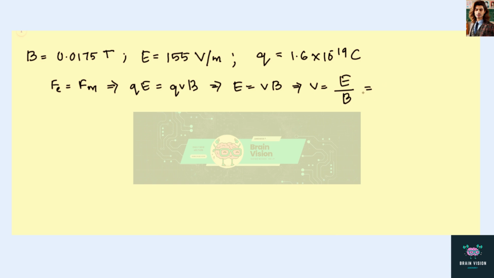So let's calculate that. For this case, I forgot to write that. So this is for part B. So for this case, the magnetic field is 0.0315 Tesla. So we use that in this equation and we get the velocity to be 4.92 times 10 to the power minus 3 meter per second.